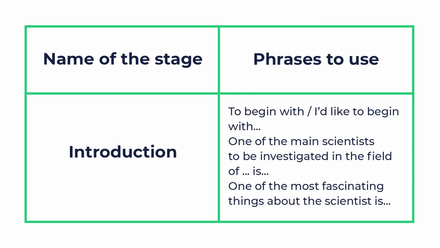It always is a good idea to start your essay with an interesting or intriguing fact about this person and ask a question at the end. But it's not obligatory. While writing an introduction, you should use these phrases. To begin with. I'd like to begin with. One of the main scientists to be investigated in the field of is. One of the most fascinating things about the scientist is.